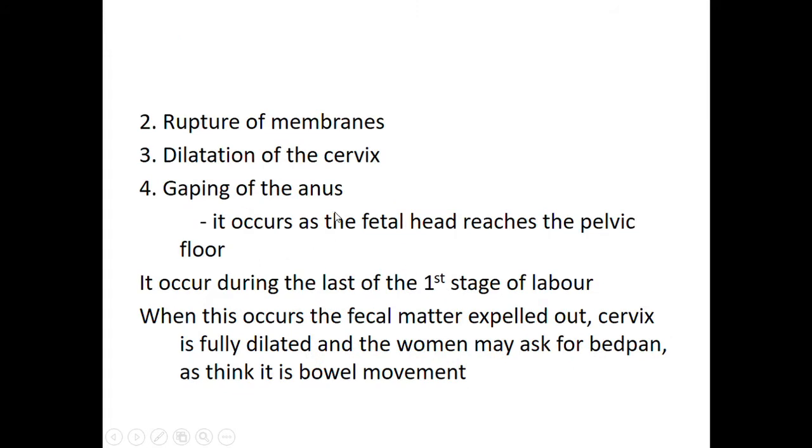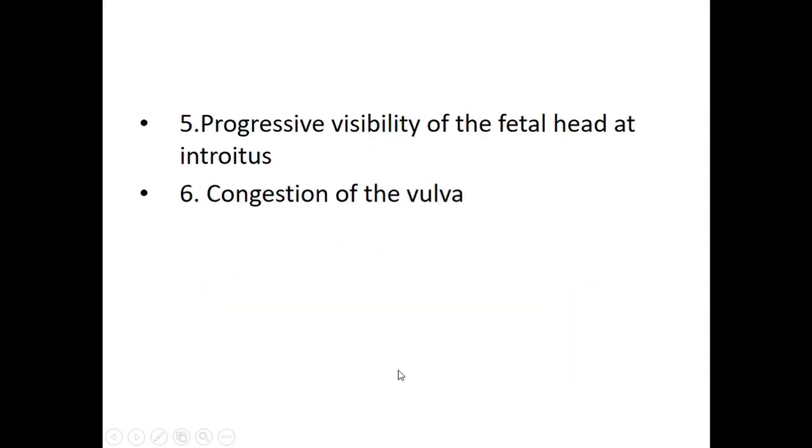Second is the rupture of membrane, the dilatation of cervix, and gaping of the anus. Gaping of the anus occurs as the fetal head reaches the pelvic floor. It begins during the last part of the first stage of labor. When this occurs, fecal matter is expelled out. The cervix is fully dilated and the woman may ask for a bedpan as she thinks it is a bowel movement. There is progressive visibility of the fetal head at the introitus and congestion of the vulva.